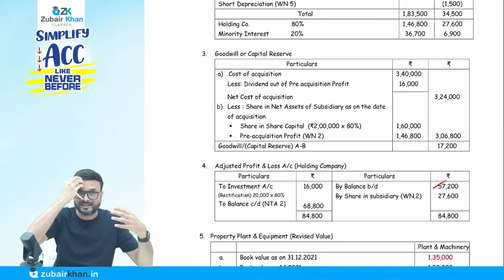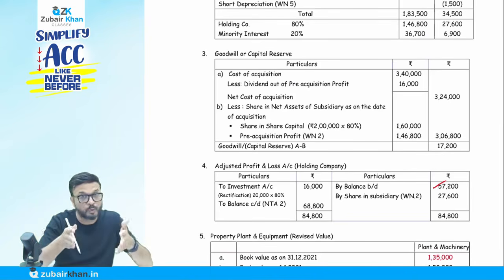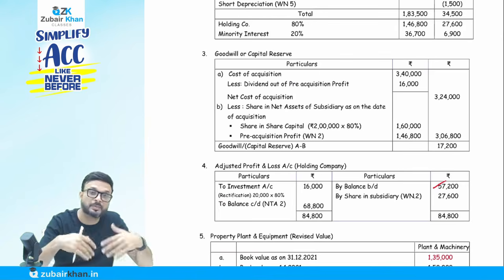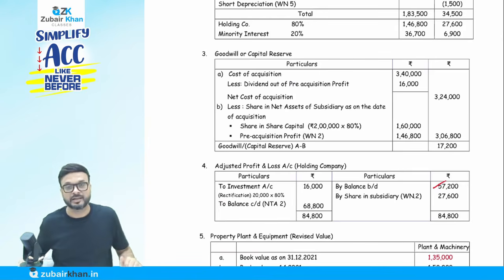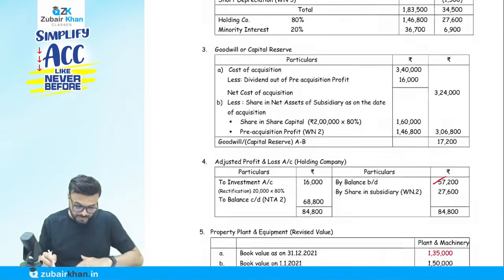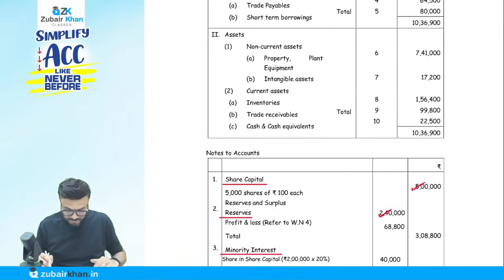I'm not saying the answer will be the same, but this flow should be this flow. Then you will be able to solve the question quickly. So 57,200. Then again we will go to the balance sheet.